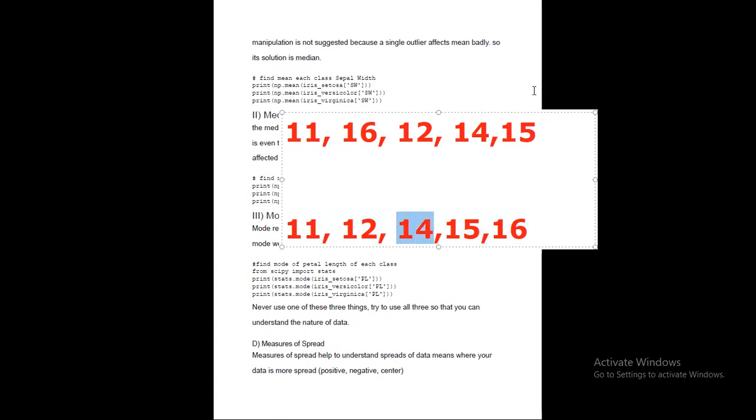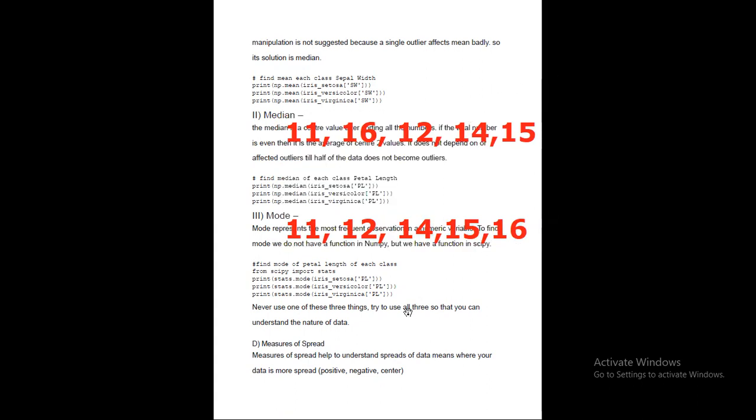Okay, coming to the next. Now, next is mode. Mode represents the most frequent observation in a numeric variable. To find the mode, we do not have a function, but forget it, I will discuss this in the practical class. So what is mode? Mode represents the most frequent observation in a numeric variable.